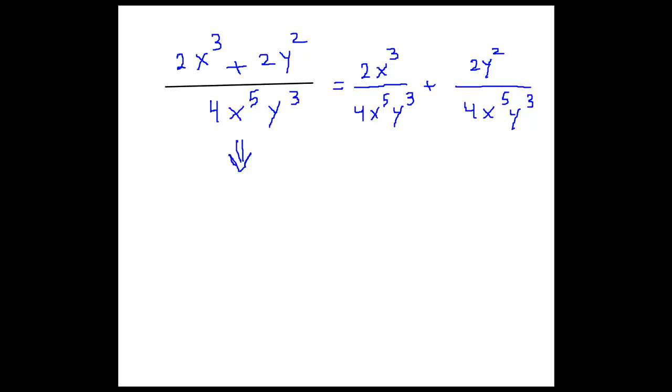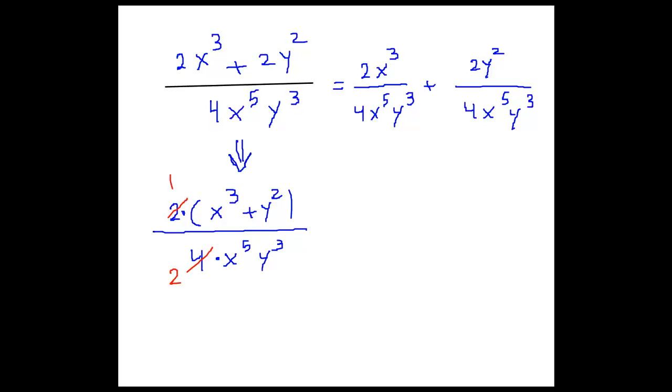So if I divide the first term by 2, you can look at it as factoring the 2 out. Once you factor the 2 out, then you can reduce this 2 and 4, because now everything is multiplying each other. You see that? Now I can reduce this. This becomes 1, this becomes 2. So here we have x to the power of 3 plus y to the power of 2 over, and then we have 2x to the power of 5, y to the power of 3.